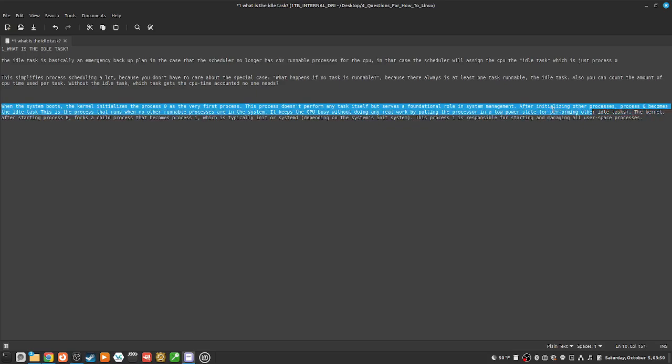other idle tasks. The kernel, after starting process 0, forks a child that becomes process 1, which typically is the init or systemd, depending on the system's initialization system. Process 1 is responsible for starting and managing all of the user space processes.